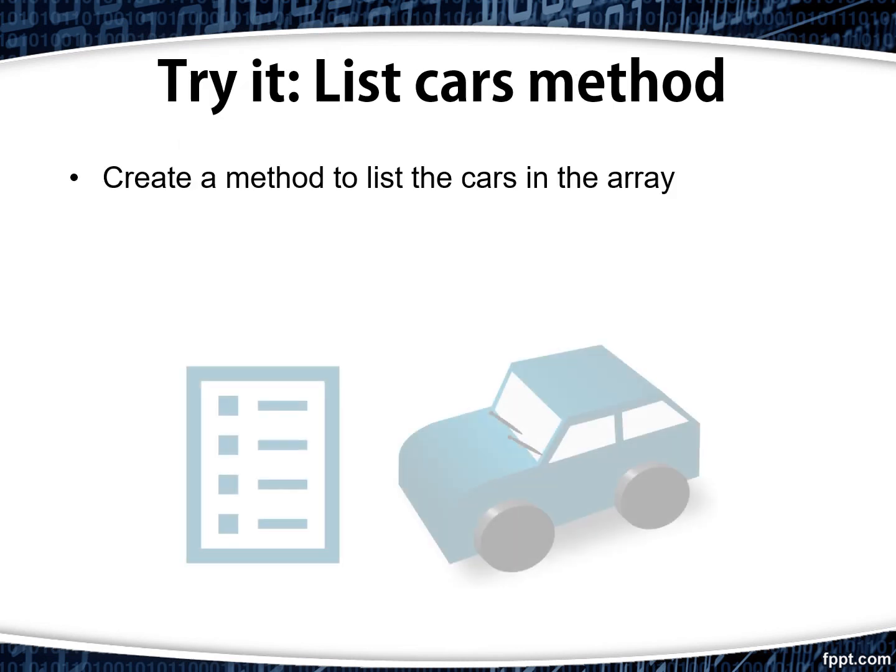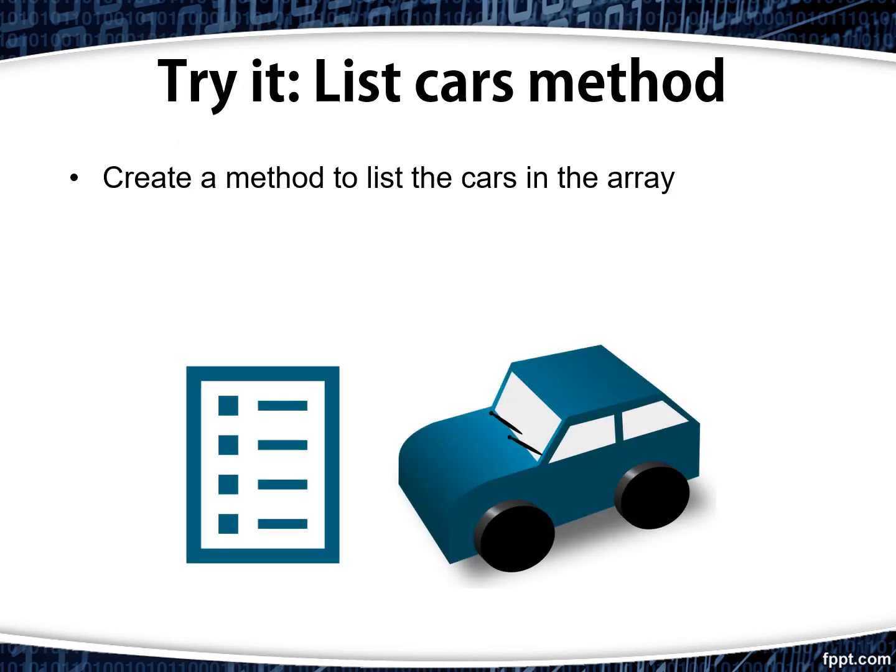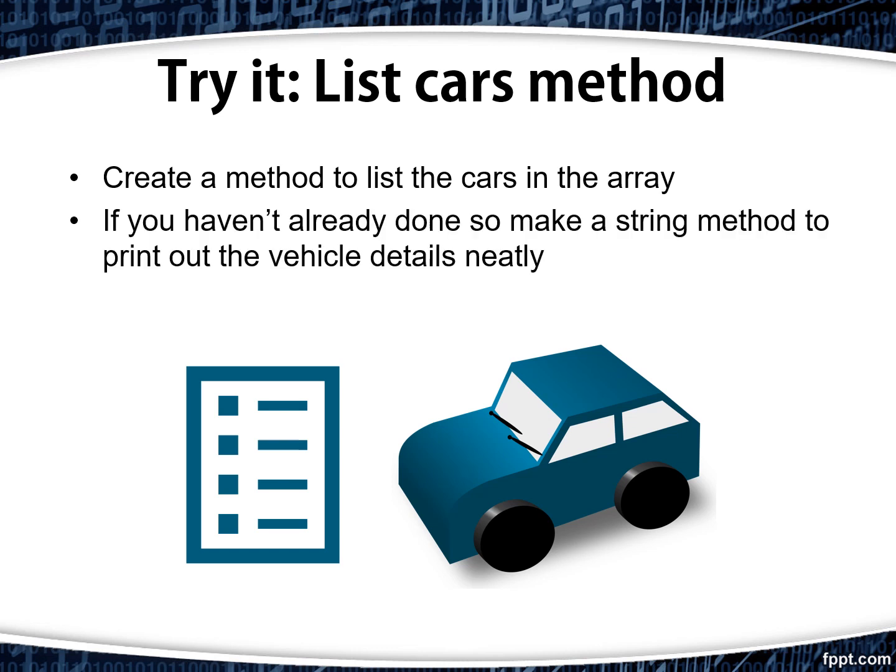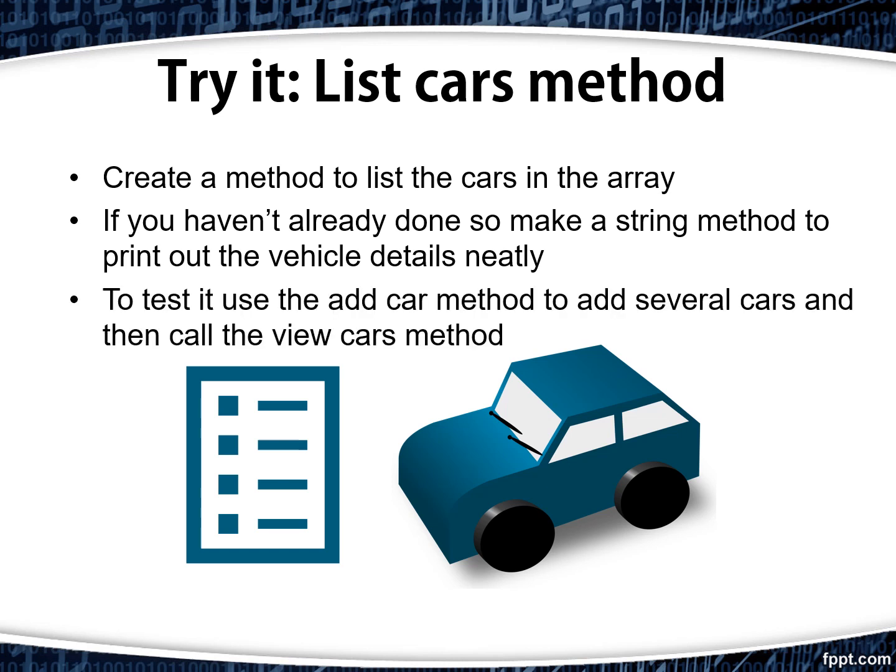Next, you should create a method to list the cars in the array. If you haven't already done so, make a string method to print out the vehicle details neatly. To test it, use the add car method to add several cars and then call the view cars method. Pause this video now, and on the next slide I'll go through the solution to this.